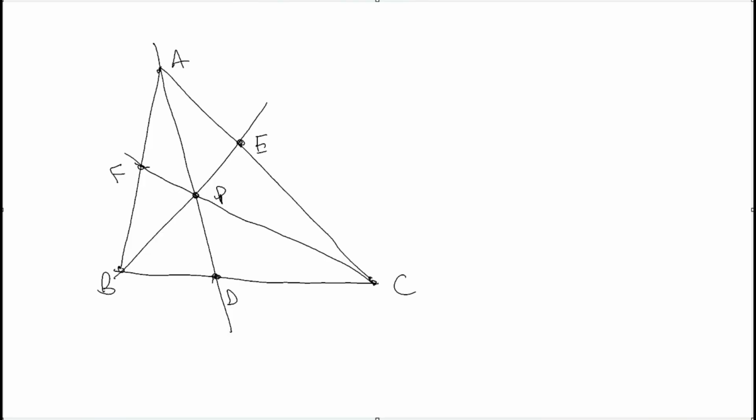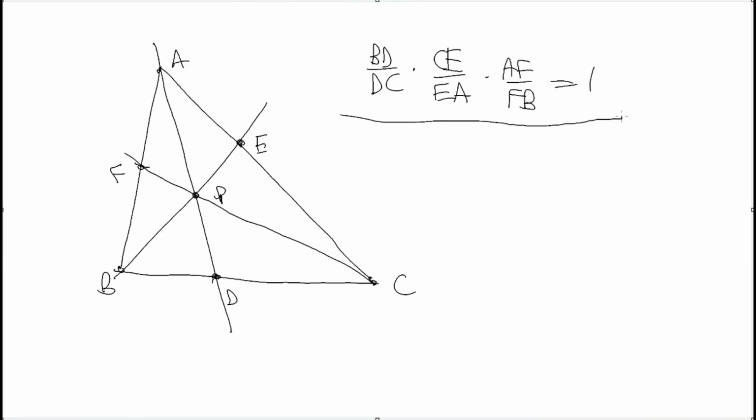Then Ceva's theorem states that BD over DC times CE over EA, so we're basically circling around the triangle, times AF over FB, is equal to 1. And this holds when the 3 lines are concurrent. And note how this relation here is independent of the point P. The point P is not involved in this relation.